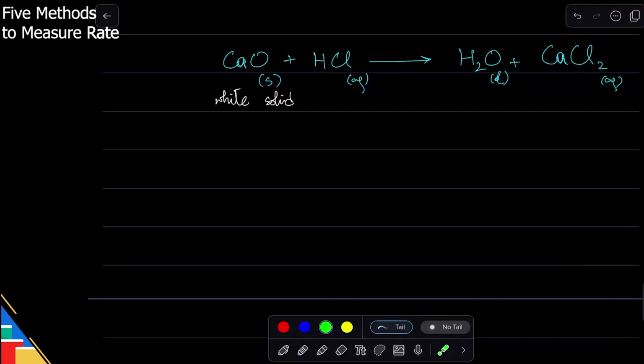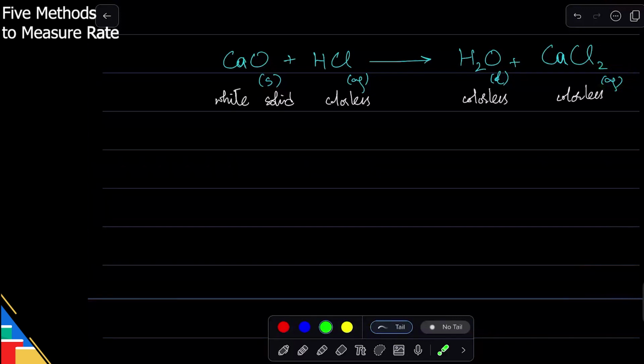This one is an acid. All acids are colorless. So you will not see anything. Colorless. Water is colorless, so you won't see anything. This one is colorless as well because it dissolves. Look at the state. It is aqueous. So it's colorless, it dissolves.